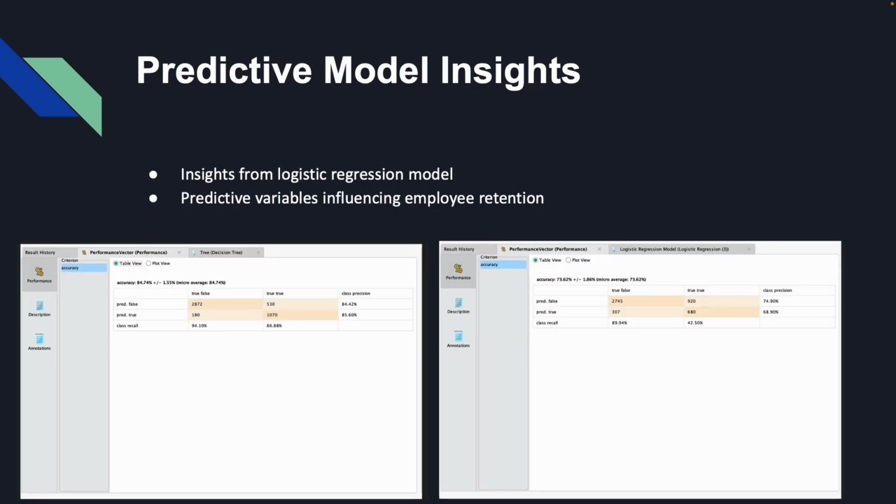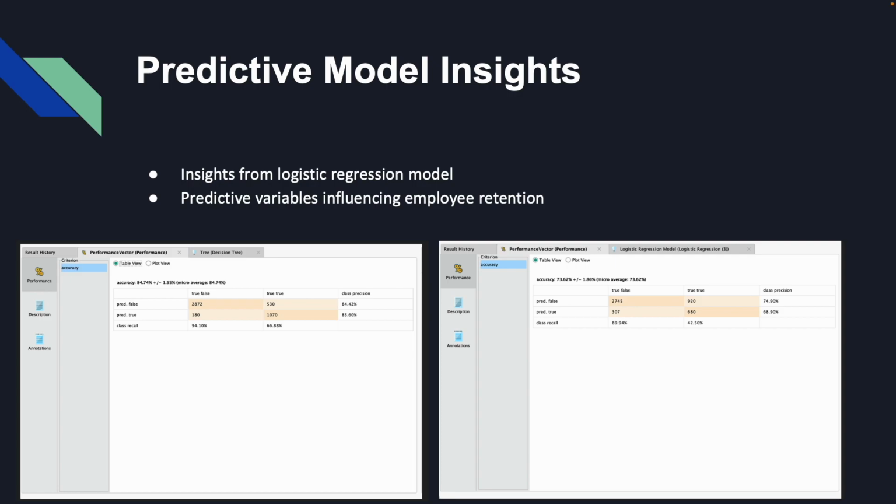For the predictive model insights, the logistic regression model yielded significant insight into this. It highlighted the relative importance of different predictors of employee retention, such as the role of job satisfaction, work life balance, and career growth opportunities.